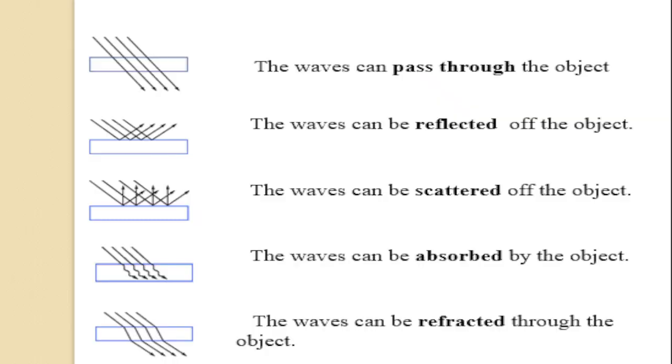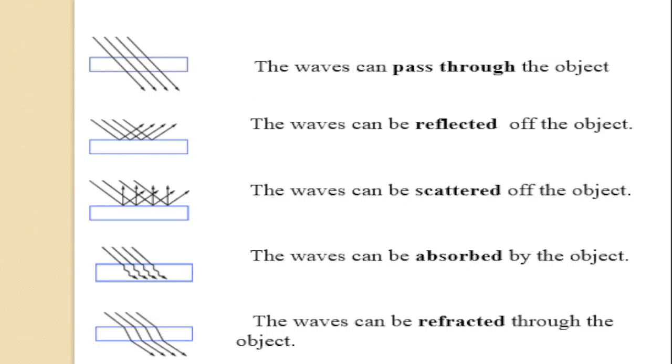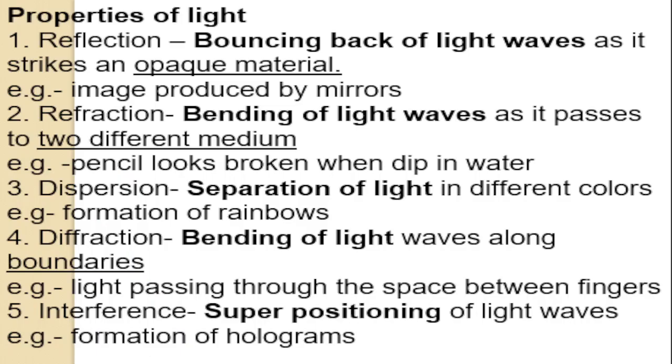Okay? These are the properties of wave that can be observed when it strikes an object. A wave can pass through an object if that is transparent. Wave can also be reflected by an object, and that is reflection. Wave can also be scattered, that is dispersion. And wave can also be absorbed, and wave can also be refracted. Okay? These are the properties of light that you need to know.